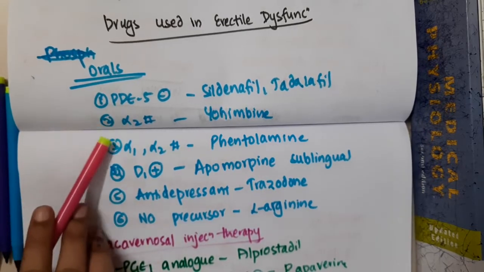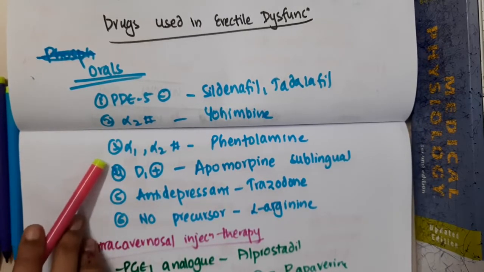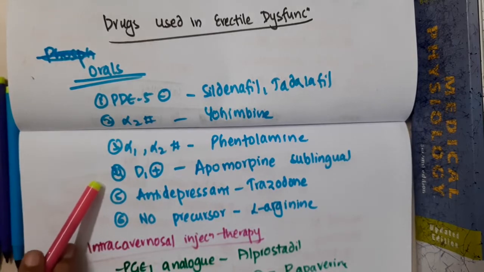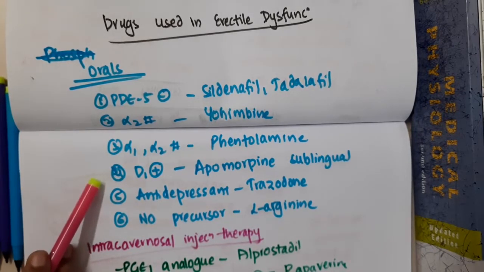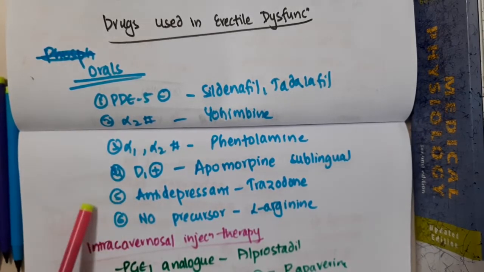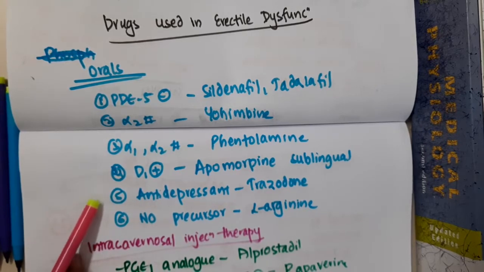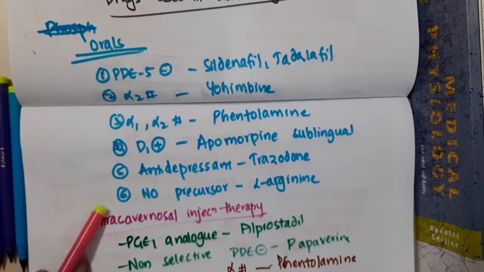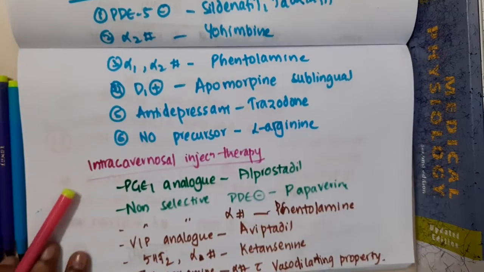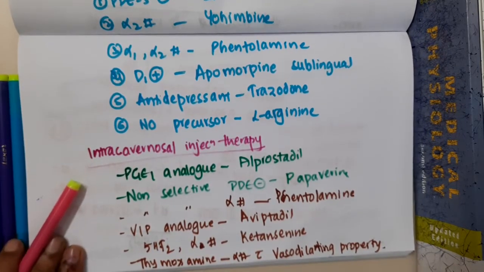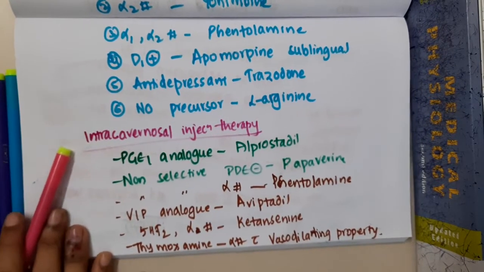Alpha 2 blocker like yohimbine, alpha 1 and alpha 2 blocker like phentolamine. D1 agonist like apomorphine can be used lingually. Antidepressant can be used, like trazodone. Then nitric oxide precursor like L-arginine can be used.